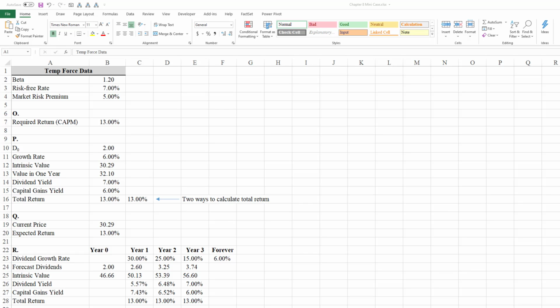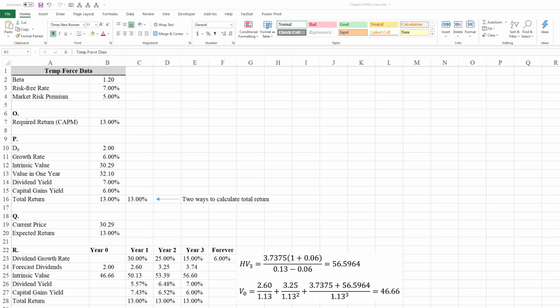And because we're using dividends, our discount rate is the required return on the common stock, not the weighted average cost of capital. Remember, the discount rate that you use depends on who has a claim on the cash flows that you're discounting. Only the stockholders have a claim on the dividends. So we use the stockholders' required rate of return, which we already know from the CAPM is 13%. So when we do that calculation, as you can see on the screen, we find that the intrinsic value of the stock at year 0 is 46.66.